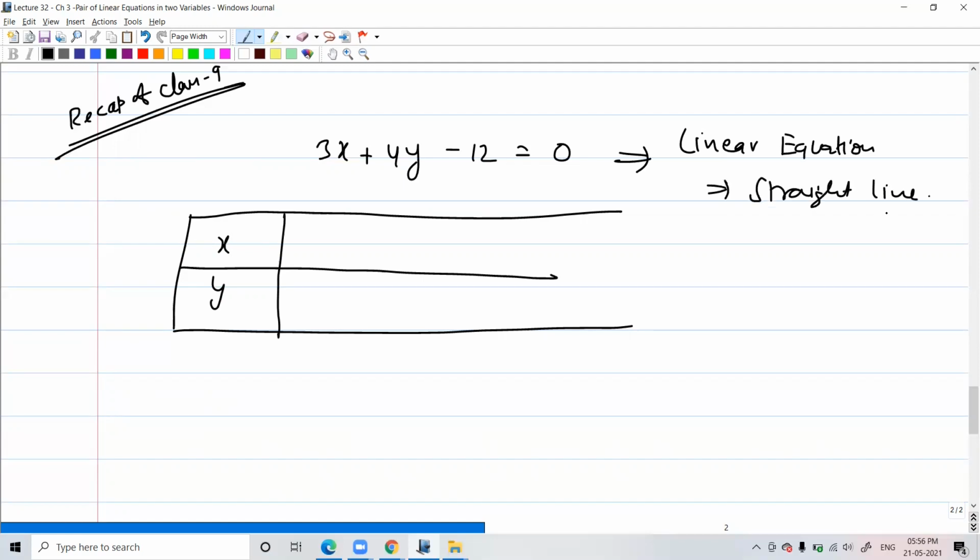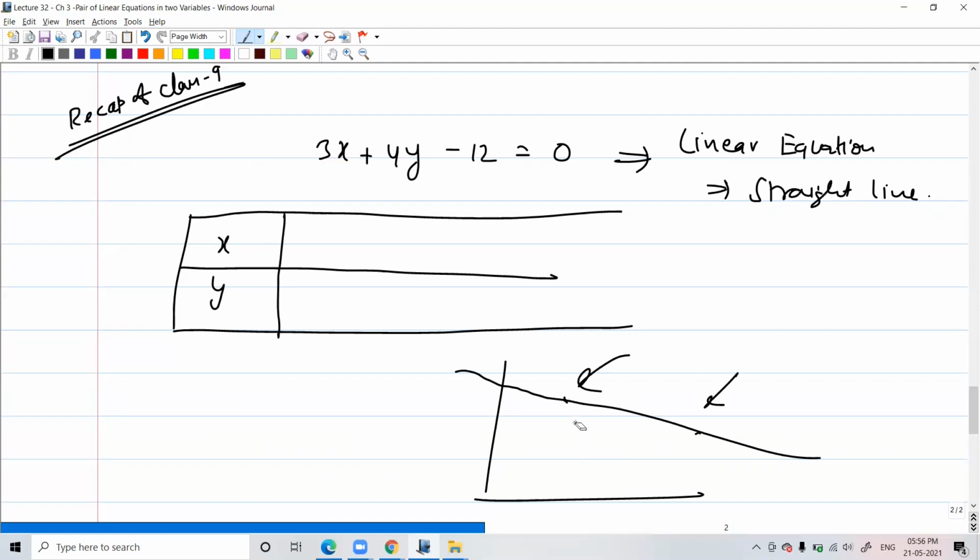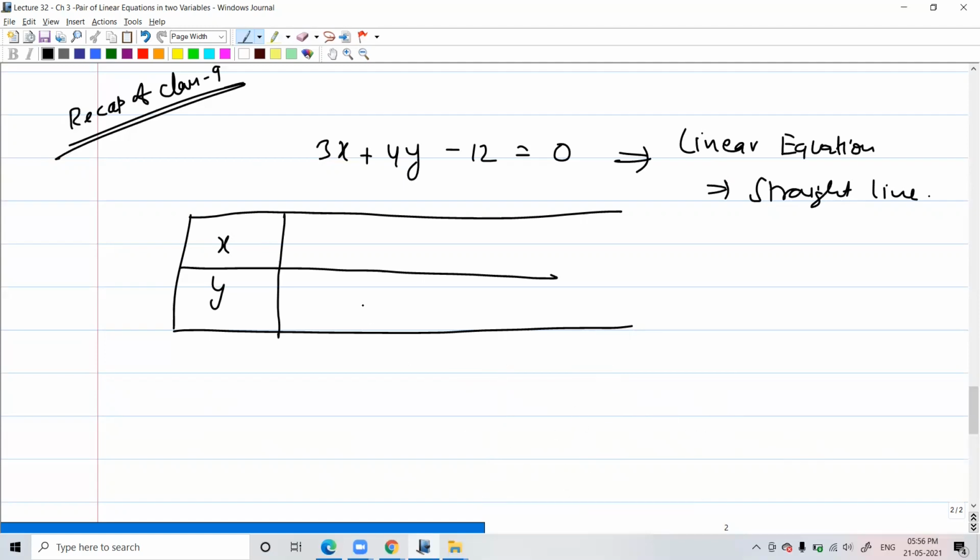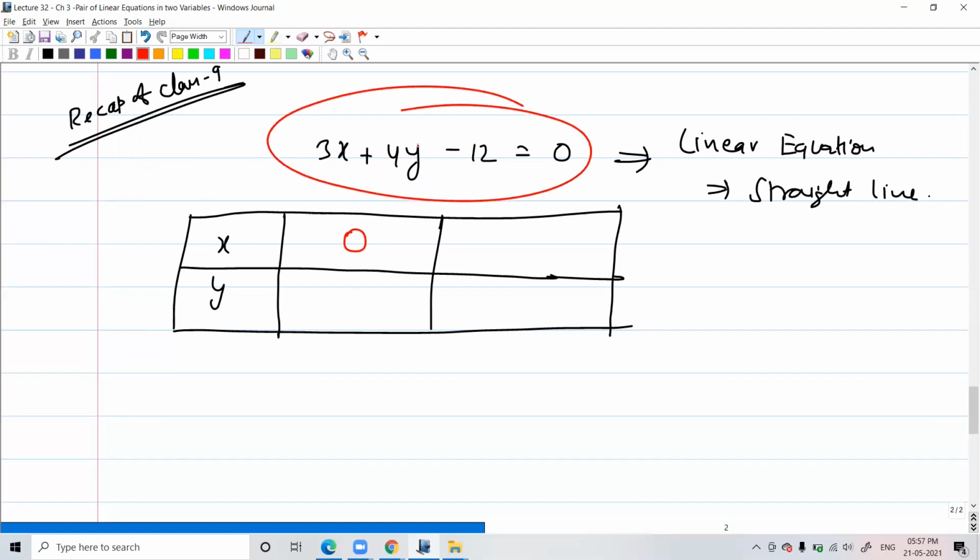Now, if I want to draw a straight line on the graph paper, I just need 2 points, right? If I know any 2 points on that line, I will be able to take a scale and join them, correct? So knowing 2 points on the graph paper is enough. So that's why we are going to find only 2 points as of now. So let's say first point, I'm going to put the x value as 0. So when x equal to 0, can you tell me what will be the value of y for this equation? If I put x equal to 0, what happens to y? What is y?